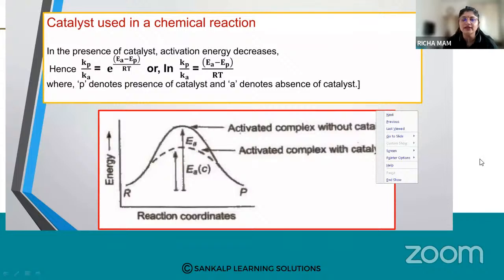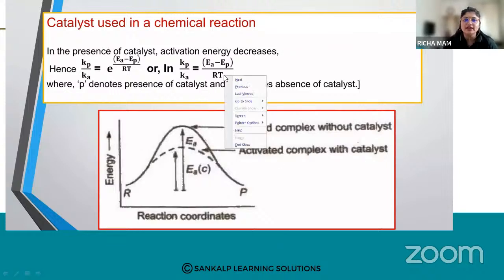It will either increase or decrease the rate of reaction without undergoing any permanent chemical change. It will not show any permanent chemical change in the reaction. Either it will make the reaction faster, or it will make the reaction slower. It will increase or decrease the rate of reaction depending upon what condition we require. We will take the catalyst.